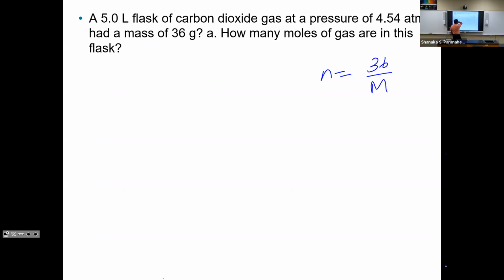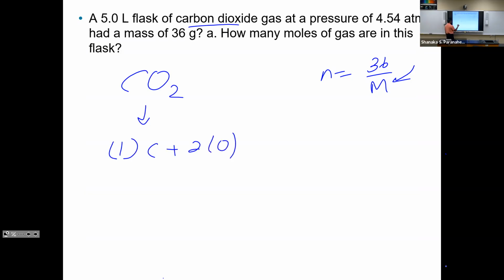You don't need to use this equation. Sorry, my bad. Simply substitute the molar mass and calculate moles. You don't need that one. So it's 36 grams of carbon dioxide, so you can find the molar mass of carbon dioxide. CO2 is 1 carbon plus 2 oxygen, which is 44 grams. So it's 36 grams of carbon dioxide divided by the molar mass, 44 grams per mole.